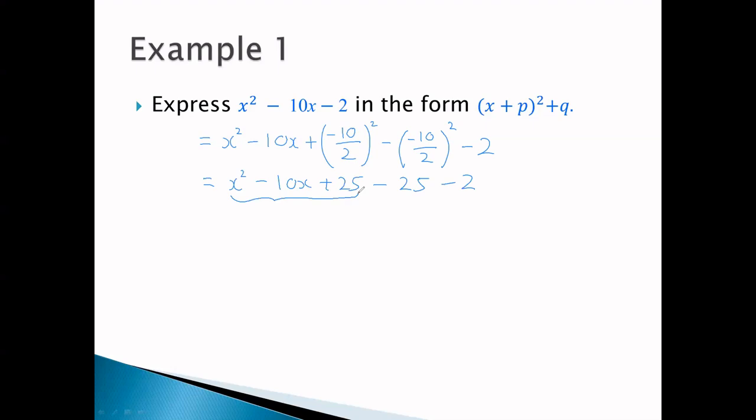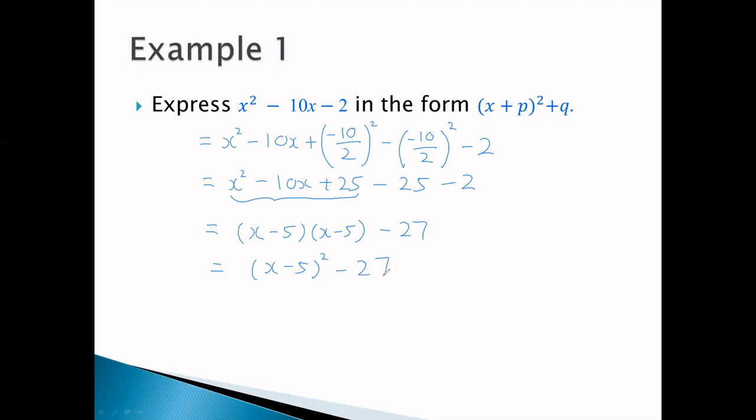And I get x minus 5, x minus 5. Okay, there will be only one answer. That means it's a perfect square. So I can write this. And minus 25 minus 2 is just simply minus 27. Okay, and I can actually write this as x minus 5 squared minus 27.